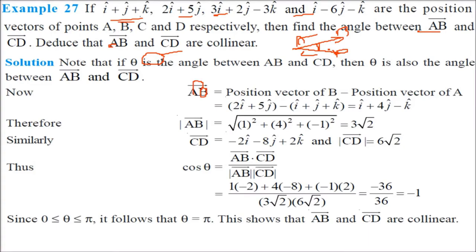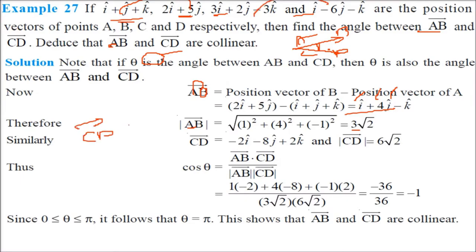So AB vector will be what? We have to take the position vector of B and subtract the position vector of A. That is 2i plus 5j is for B and i plus j plus k is for A. Then we subtract them. We get i plus 4j minus k. Then we will take the magnitude, that is take the coefficients of i, j, k, square them, add them, take the under root, 3 root 2.